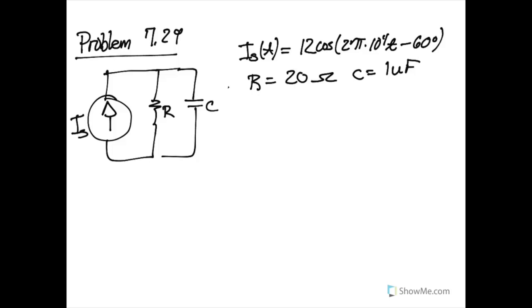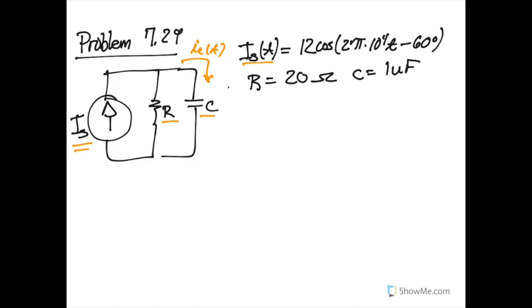In continuing our analysis of phasors, let's take a look at problem 7.29 from the book. In this particular circuit, we have a current source that is going to be a time-varying signal. We have a resistor and a capacitor. And let's say for this example that we are interested in the current that is actually passing through this capacitor.